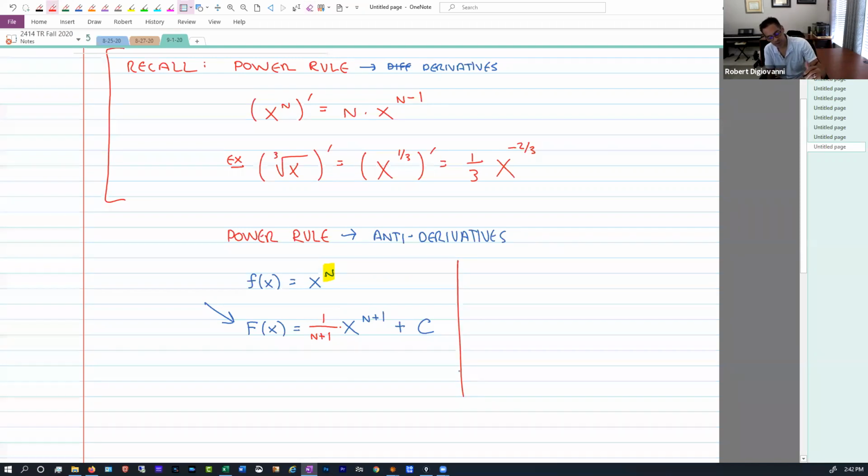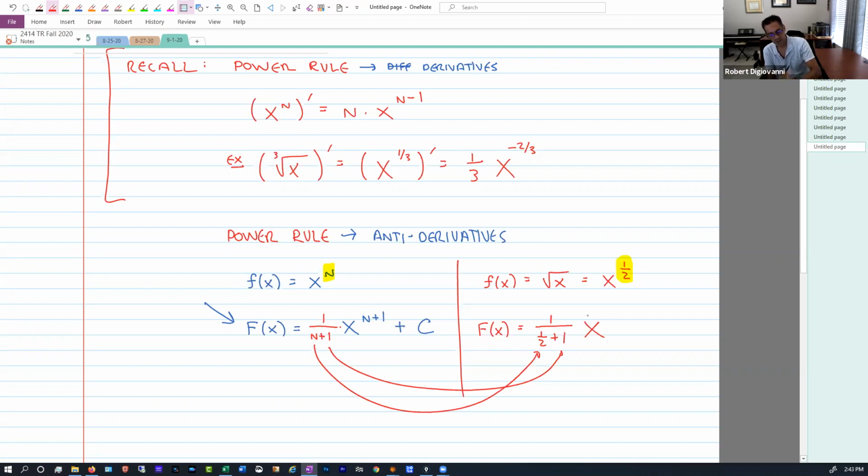So let's see this in action one time. If we take f of x equals, let's just do the square root of x, let's try and find the antiderivative of this. The first thing we have to do is figure out what the power is here. Square root of x means 1/2. So according to the formula, the n we have is 1/2. So what we need to do is put 1 over 1/2, that's n plus 1. I'm just using this formula: 1 over n plus 1, x raised to the n plus 1, and then plus c.